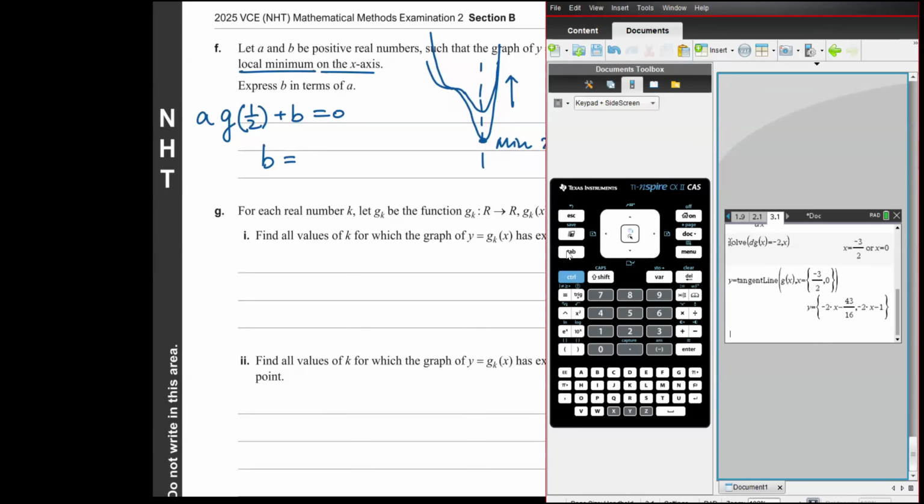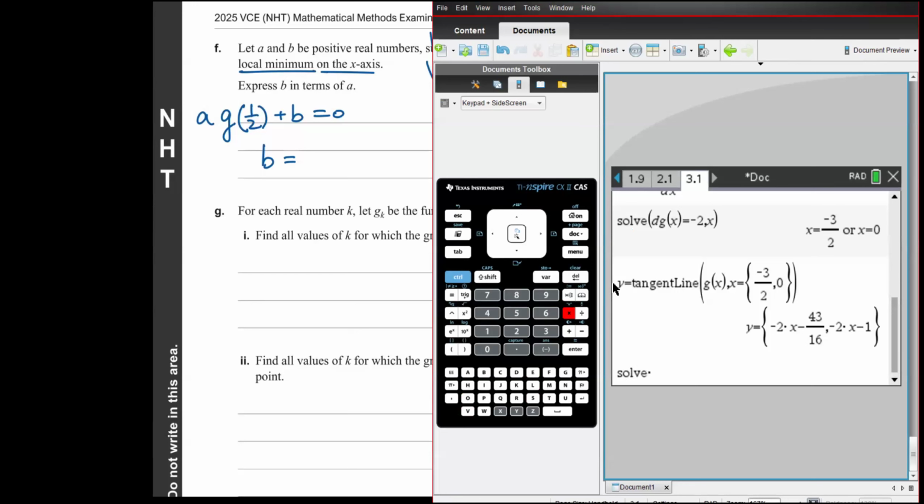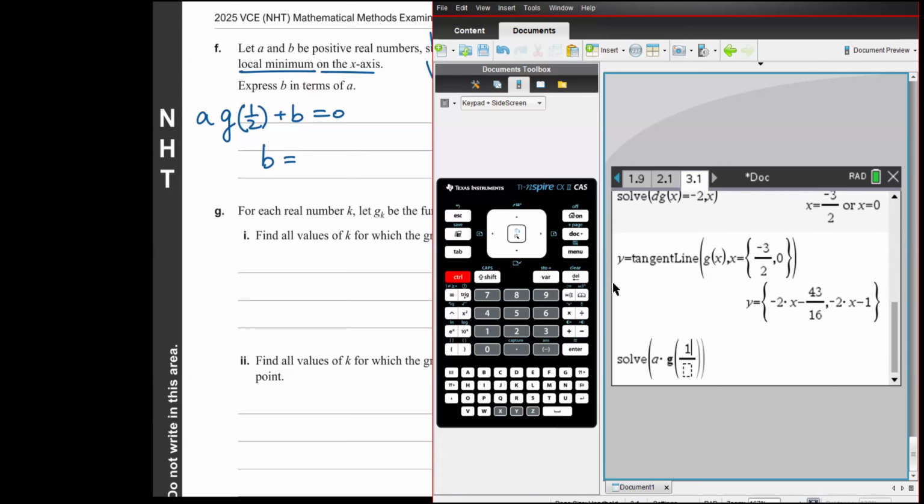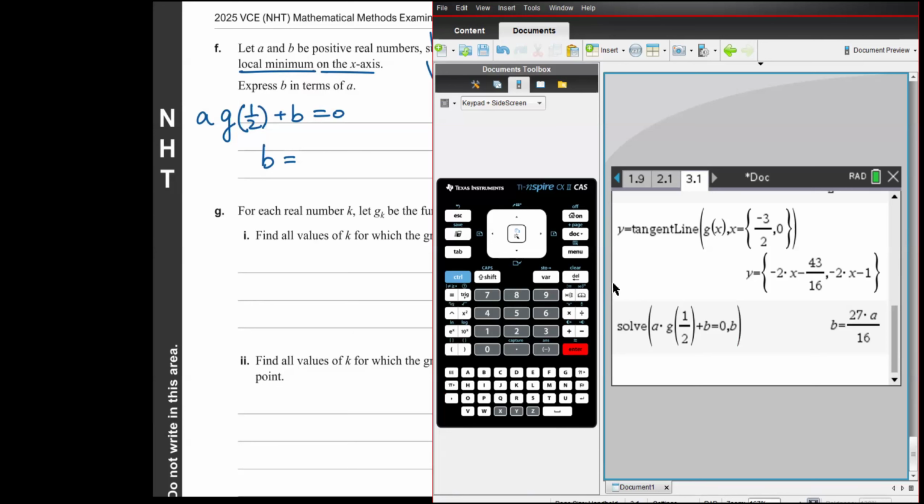So we equate that to 0 and get b in terms of a. So we can actually solve a times g of half plus b equals 0 for b. That gives b equals 27a over 16. Okay.